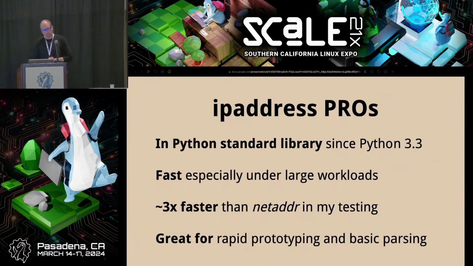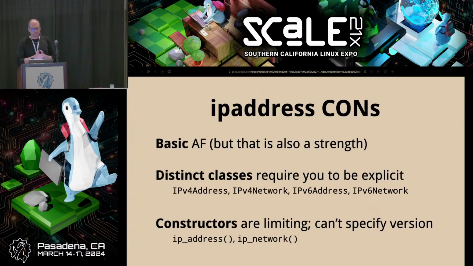This is a very bare bones library. So it's a great library for rapid prototyping or just everyday scripting, or when you don't need the advanced features that netaddr has, especially just basic IP address validation and parsing. As I said, ipaddress is basic, but that's also a strength because you get the speed. But one of the cons here is that it's a little more verbose to use if you're doing anything outside of the basics, right?